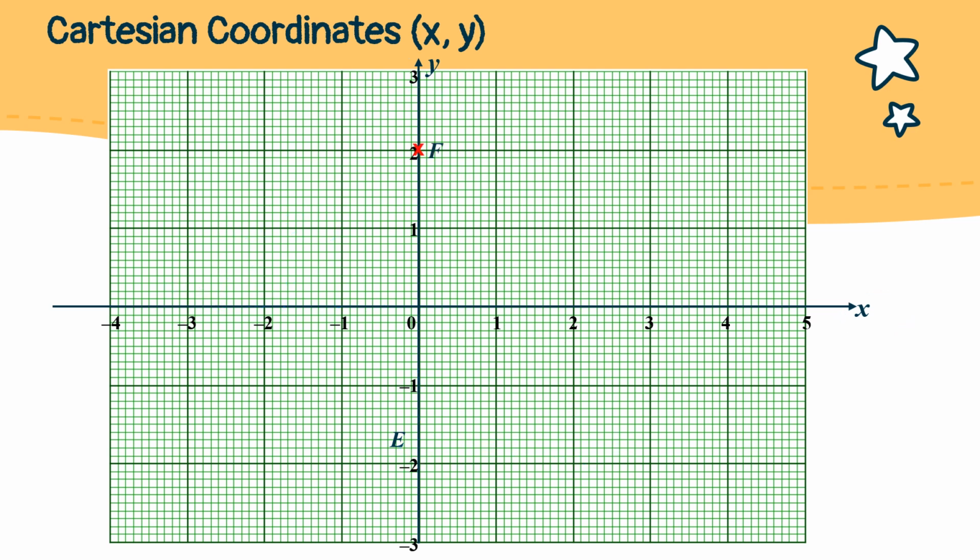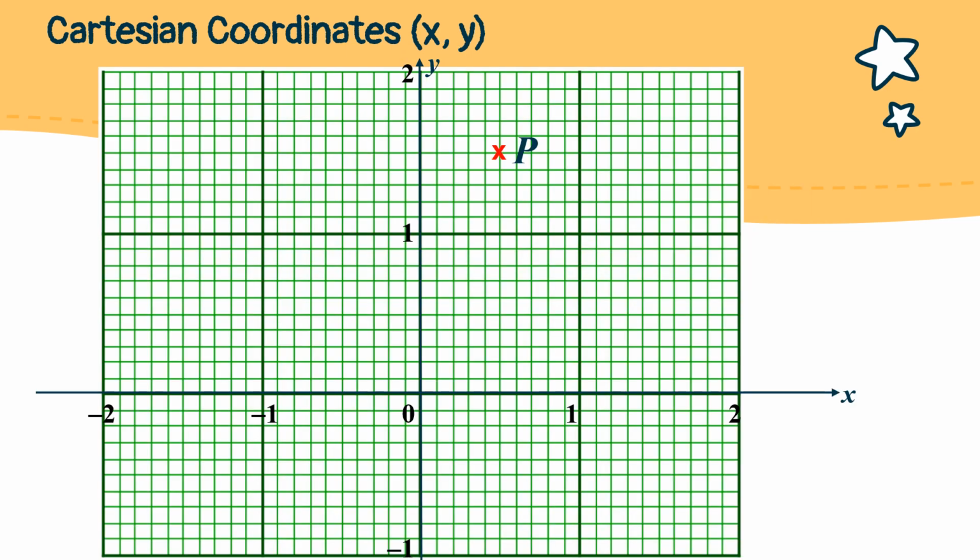So what are the Cartesian coordinates of F? What number is this? Now, this belongs to the y-axis. So this number belongs to the y-coordinate. So we will fill in 2 as the y-coordinate. When we drop a perpendicular line to the x-axis, it is at 0. So the coordinates of F is 0, 2.